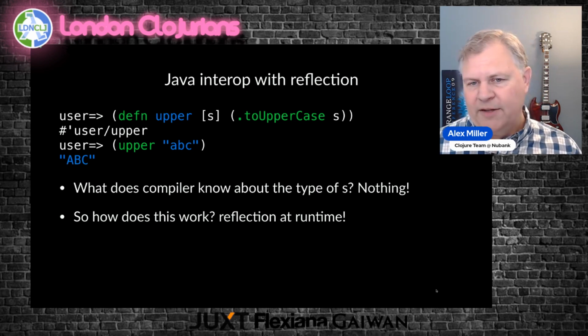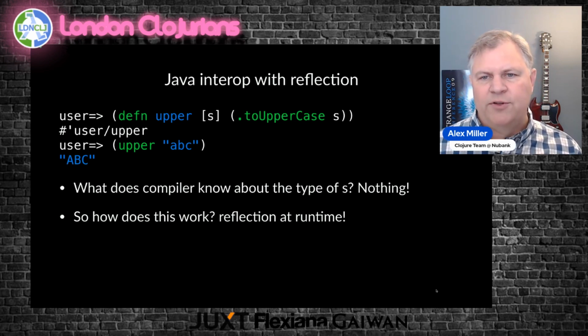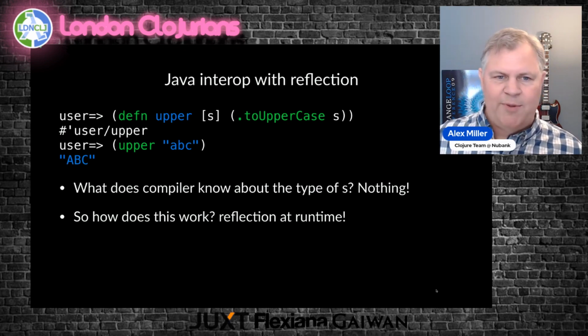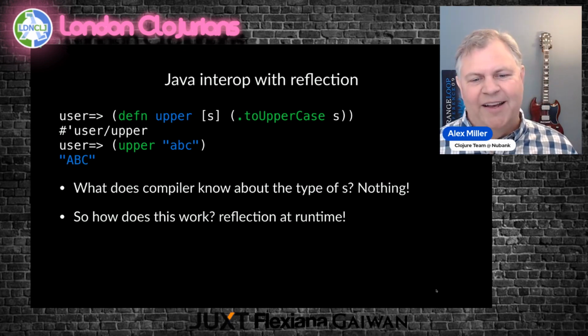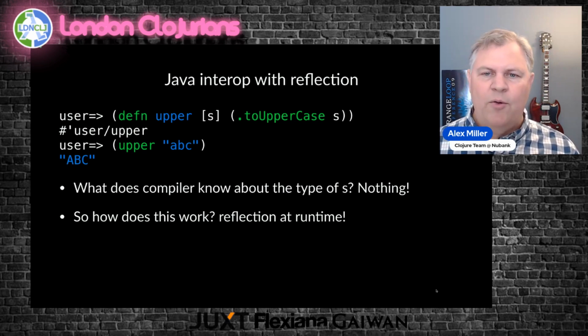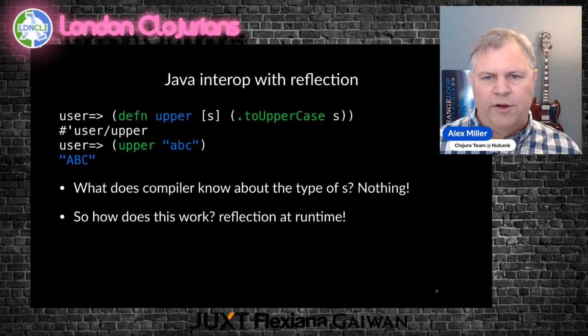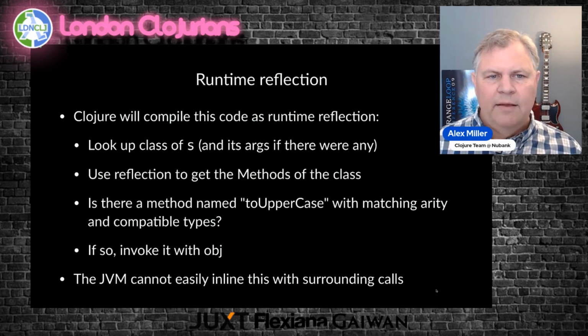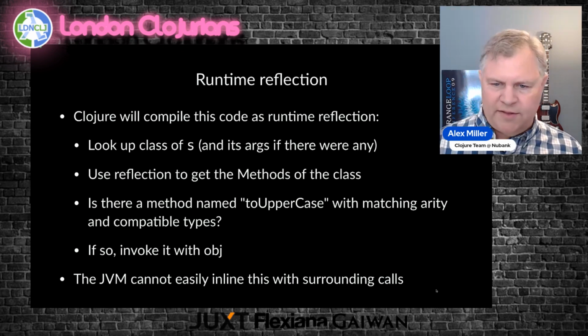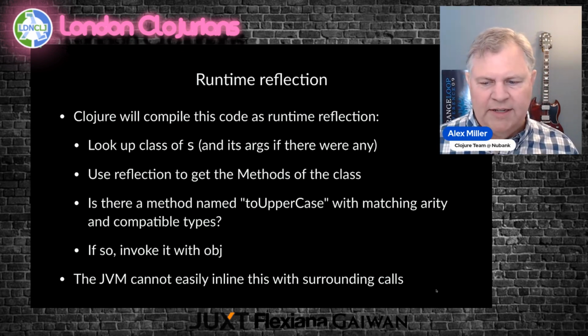You can make a reflective call to invoke toUpperCase on some arbitrary object s. That's totally fine. At runtime, we actually know what kind of thing s is. We know that it's a string, and we know what methods String has. So we can figure that out at runtime, and that's what Clojure will do if you haven't told it enough information. So I think this says exactly what I just said, pretty much.